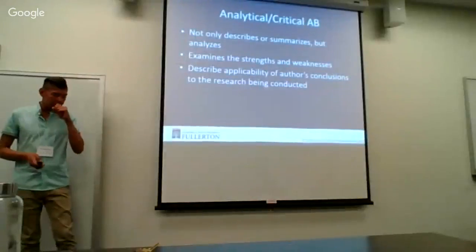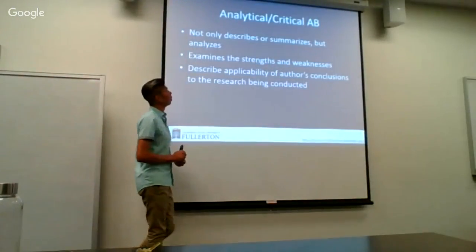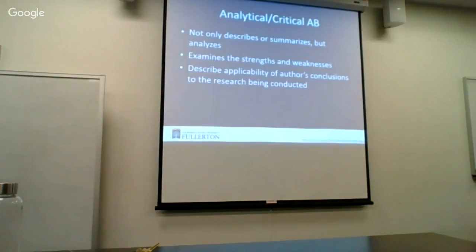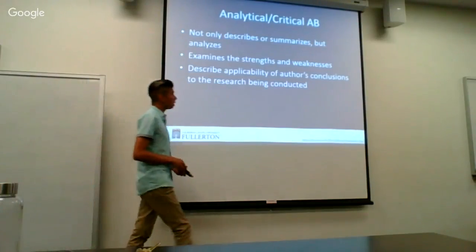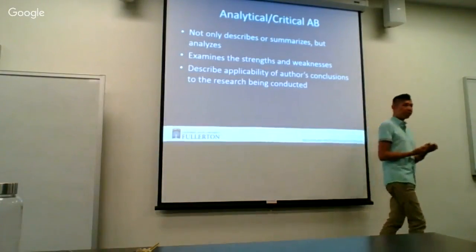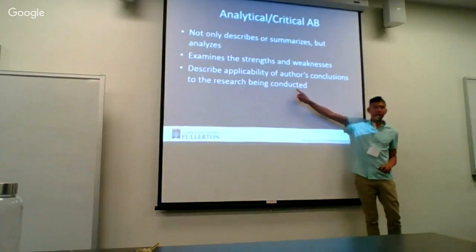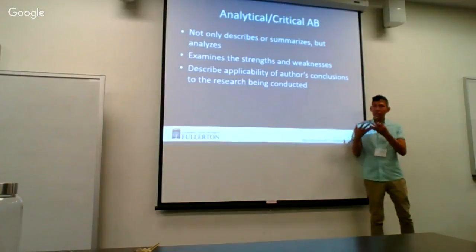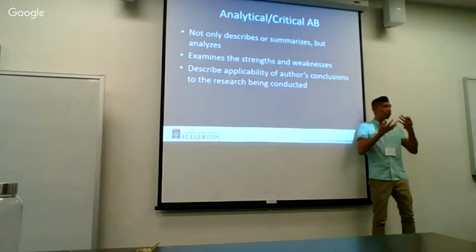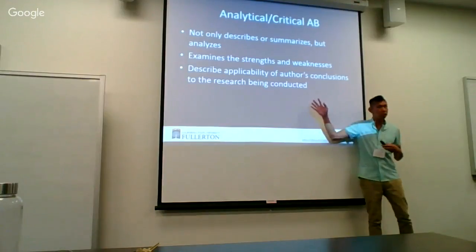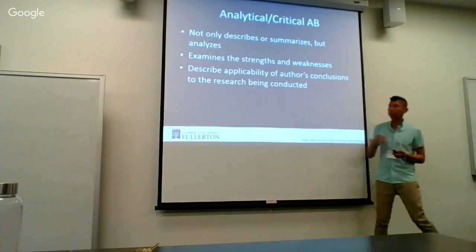So let's talk about the other type of AB, the analytical or critical one. And of course, it not only describes or summarizes the source, but the biggest thing is that it examines what the strengths and weaknesses are. And not only are you evaluating the strengths and weaknesses of the actual source in itself, but you're also describing the applicability of those authors' conclusions, of their findings. How applicable is it to what you are doing? Your own research question, your own perspective, your own thoughts about what things are happening, and whether or not you agree or disagree with them. Right? So this is the point of an analytical or critical AB.